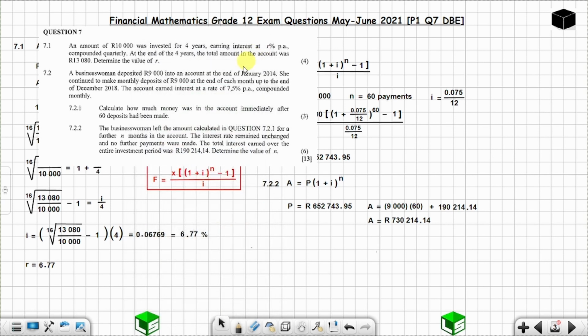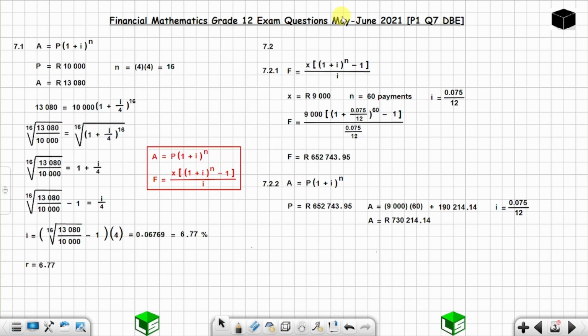Now the question is, determine the value of N. You have to determine N. So you have A, you have P, and I. You are told that the interest rate remained unchanged. Remember, compounded monthly, so it will be this one. So I is equal to this. Now let's find N. I have A, P, I. Now we can find N.